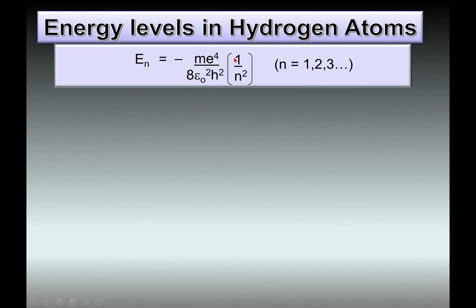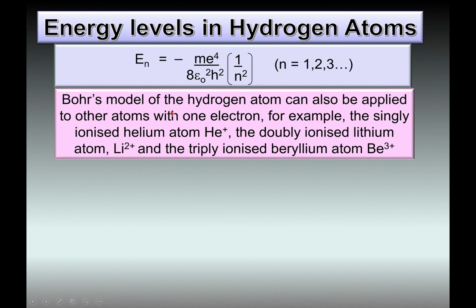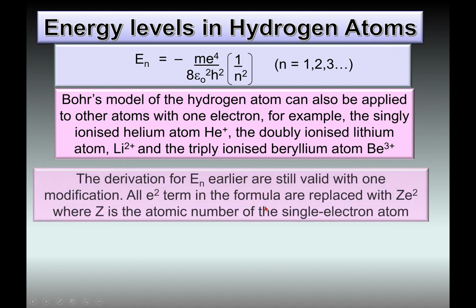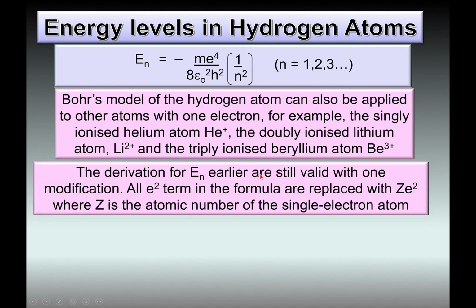So this is the equation for the energy levels in the hydrogen atom. The Bohr model of the hydrogen atom can also be applied to other atoms with one electron. For example, the singly ionized helium atom, He+, the doubly ionized lithium atom, Li2+, and the triply ionized beryllium atom, Be3+. So the derivation for En earlier is still valid with one modification. All e squared terms in the formula are replaced with Ze squared, where Z is the atomic number of the single electron atom.